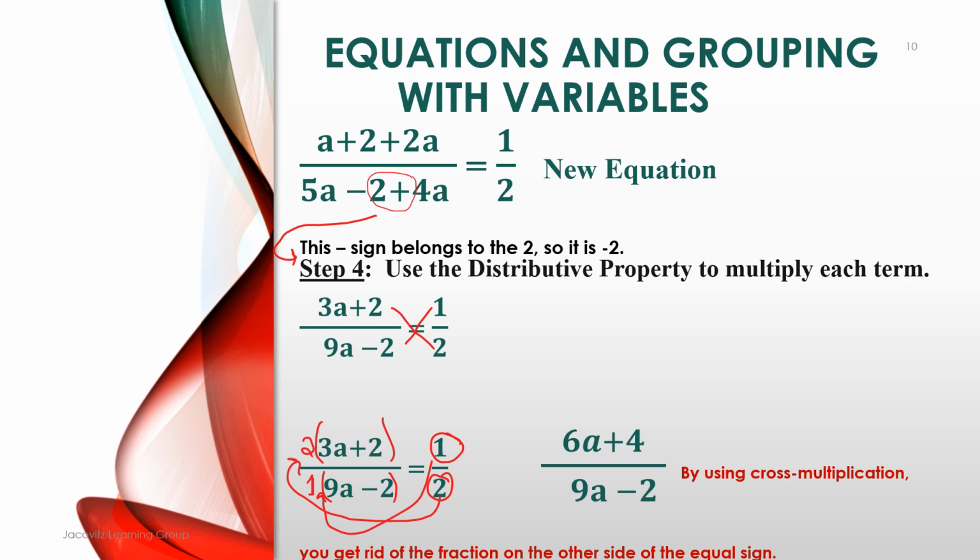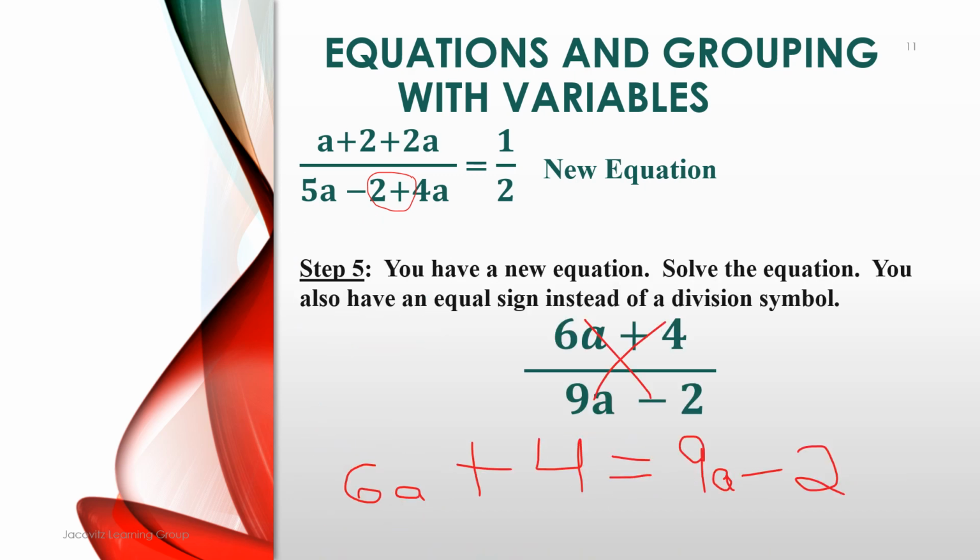So you have a new equation. You're using the distributive property: 2 times 3a, and then 2 times 2, and then 1 times 9a, and then 1 times 2. You have 6a plus 4 is 9a minus 2. All of this is just explaining what I did by using cross multiplication. You get rid of the fraction on the other side of the equal sign. So now you have the new equation, 6a plus 4 equals 9a minus 2. You can go ahead and solve it.